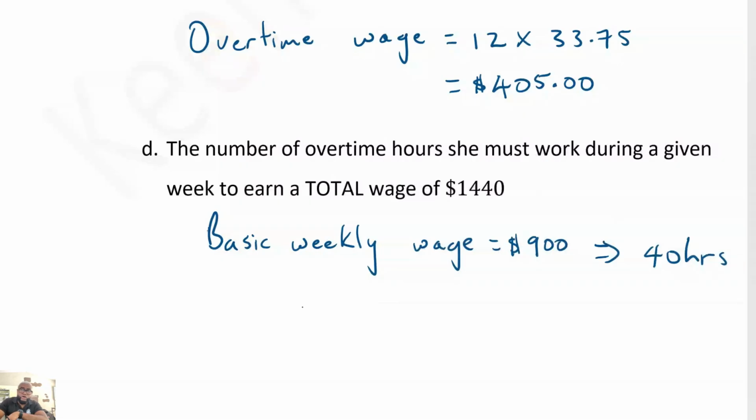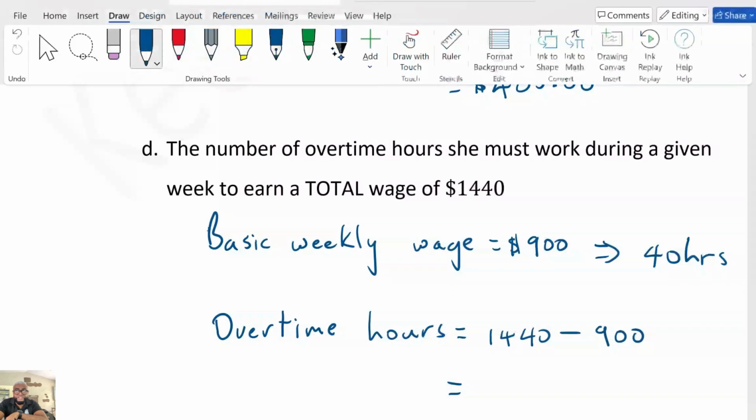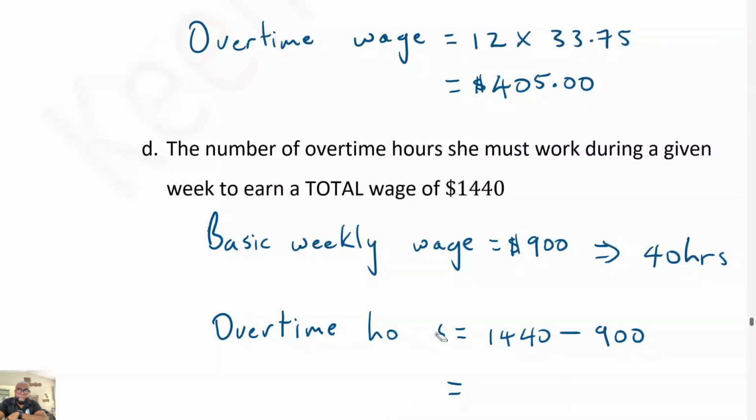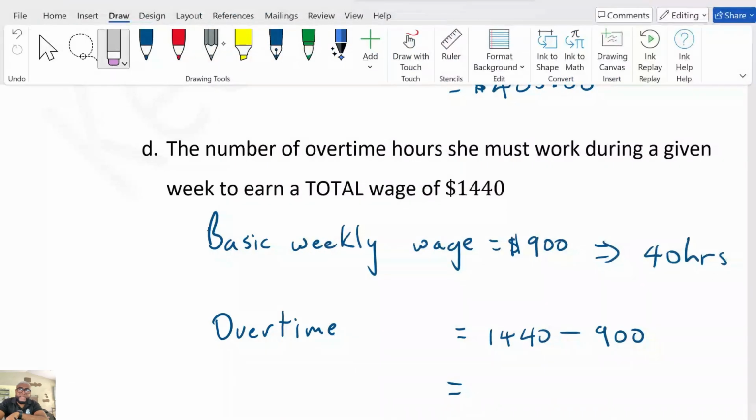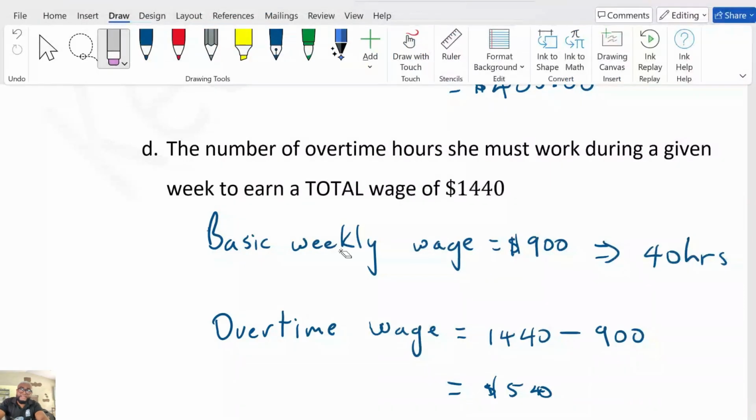Okay. So we're going to do the overtime wage, which would be equal to 1440, which is the total wage, minus 900. How much is overtime? Not hours, overtime wage. How much would the overtime wage be? How much again? Boom. 540, right? Now that 540 is the overtime wage.